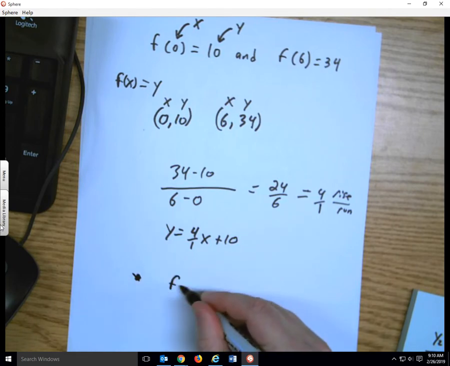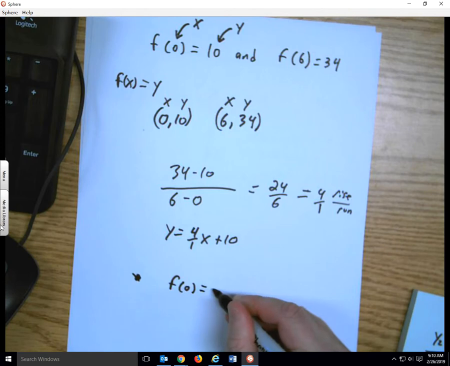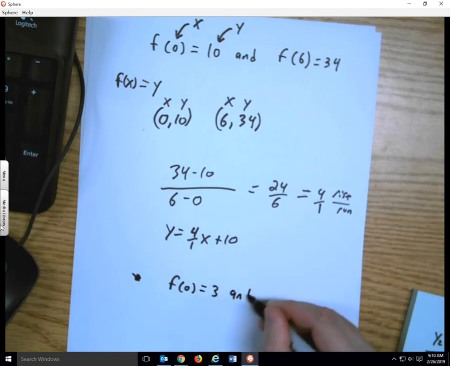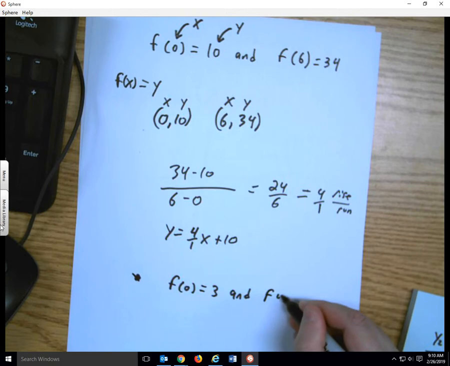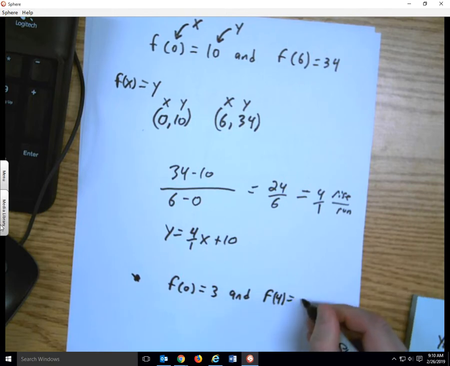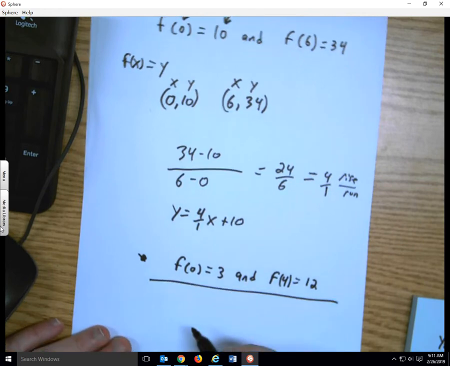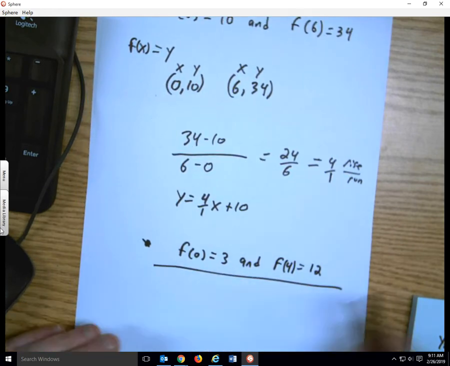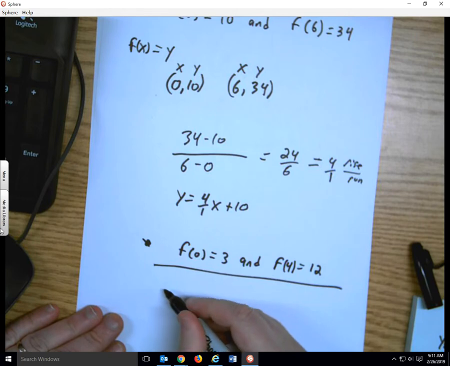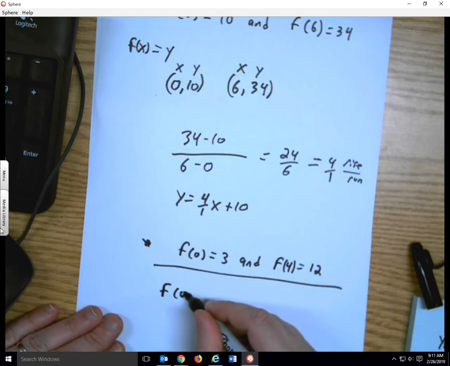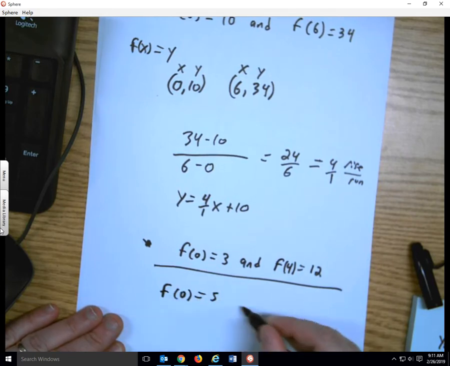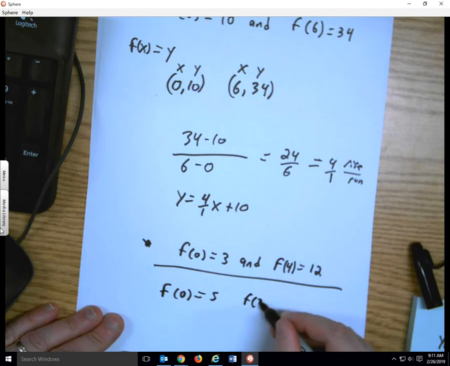Okay, let me have you try it. If I do f of 0 equals 3, and I do f of 4 equals 12, see if you can find the answer to it. One last thing now. I'm going to make a mistake to see if you can catch it as a review. See if you can catch my mistake. F of 0 equals 5. F of 3 equals 9. Let's see if you can catch my mistake.